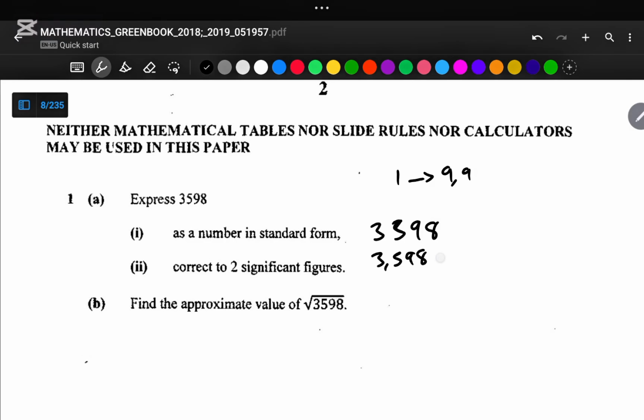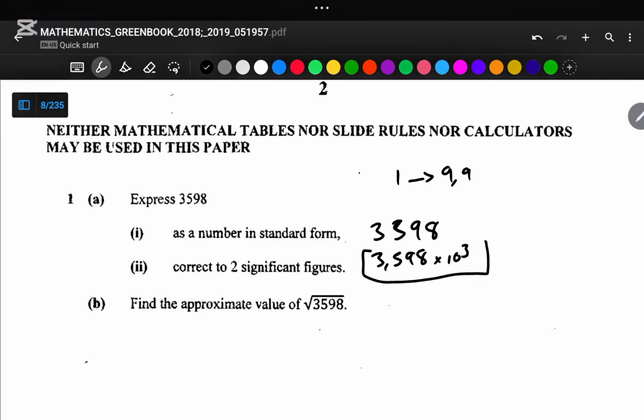we can simply say it's 3.598, and then we multiply by 10 to the power something. Why are we multiplying by 10 to the power something? Because 3.598 is not equal to 3598, so we need to maintain our value. We multiply by 10 to the power 3, that is 1000. So 3.598 times 10 to the power 3 gets us back to 3598. Therefore, this is our final answer.